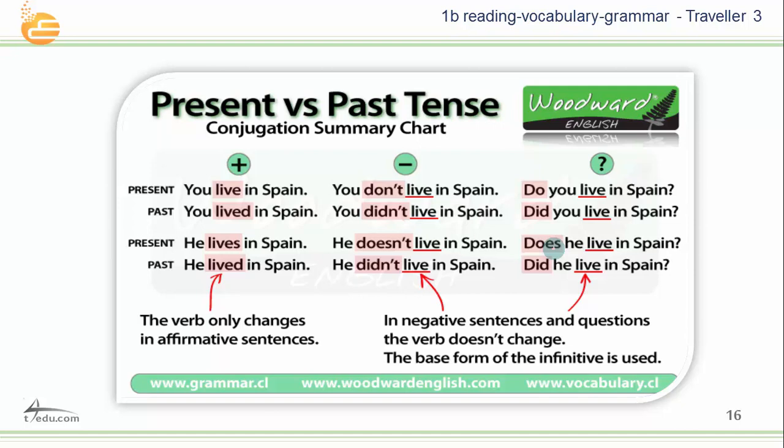Does she live? Does it live? And of course, after does, also there is no s. We don't say does he lives? No. Does he live? Do you live? Do I live? Do they live? Do we live in Spain?